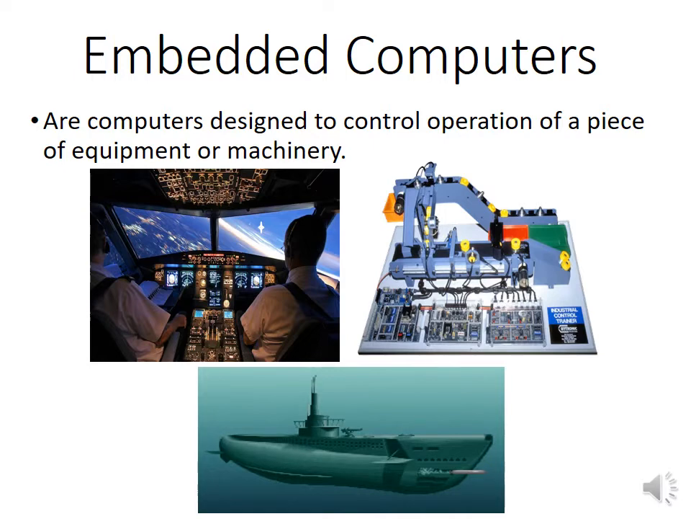We can also find embedded computers being applied in aircraft. The instruments that we find in an aircraft can be controlled or run by embedded computers. For robots, we can have the function of the robot being controlled by an embedded computer. In ships, submarines in this case, you can find embedded computers controlling the operation of the ship.